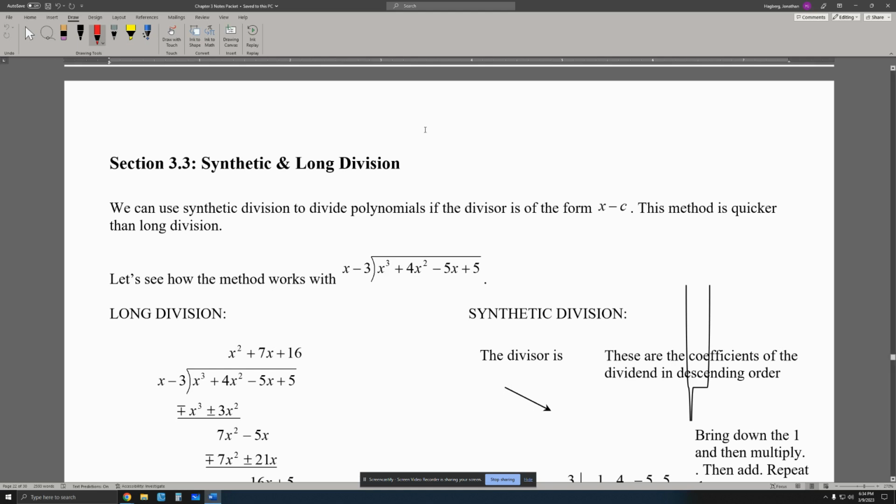So x minus c here, so far we've seen this in the form of a factor of a polynomial. If we have one factor of the polynomial, we can use one of these division methods to find the factorization or to find other factors of the polynomial. So it's a great way to divide out that factor, which then simplifies the problem for us.